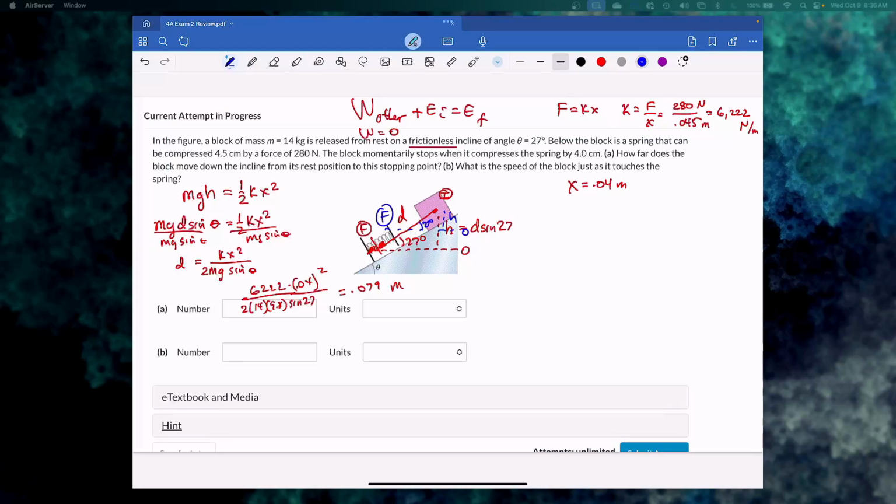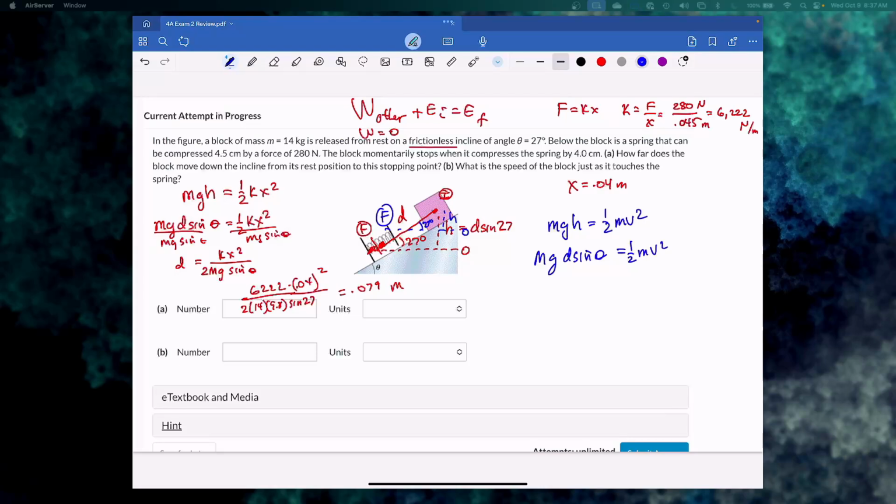Okay, so now that we got that, is our initial energy still mgh? Is our final energy still 1/2 kx squared? No, right? Because we're right before we start compressing the spring. So what energy does it have at the final point? It's got kinetic. I changed my 0. I can do that? Yeah. So I changed my 0. Let's see what happens. mgd sine theta equals 1/2 mv squared.